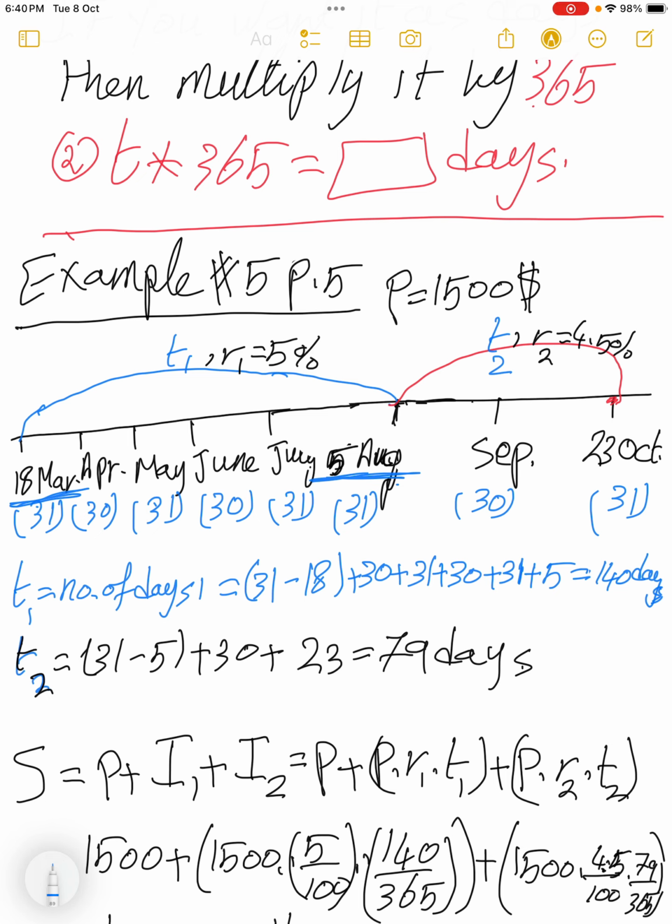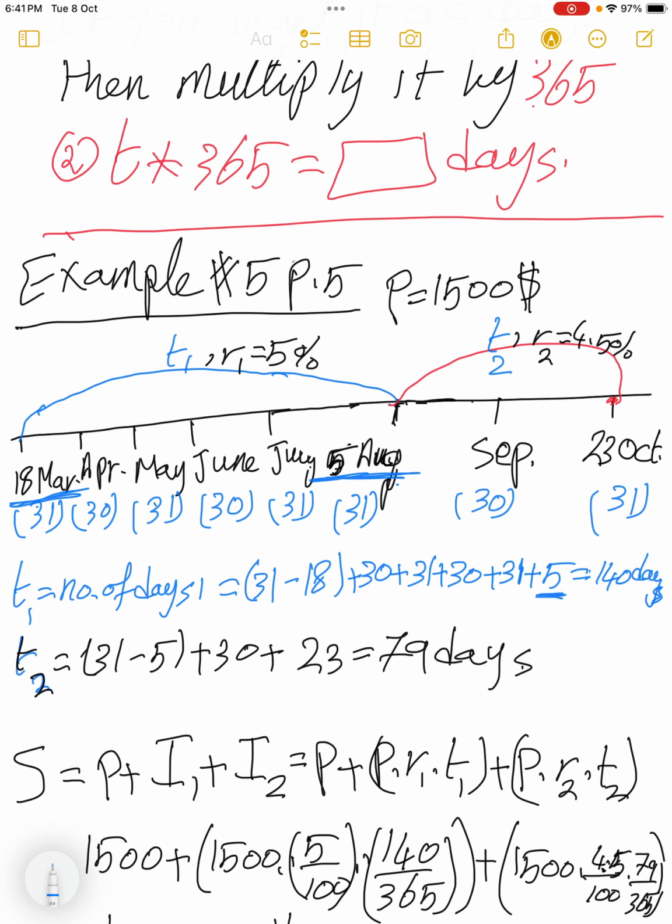Till 5 of August. T1, number of days. You will begin with 31 minus 18, since you will begin from the 19th, plus 30 of April, plus 31 of May, 30 of June, 31 of July, and 5 days from August. This is the first time, which is 140 days.